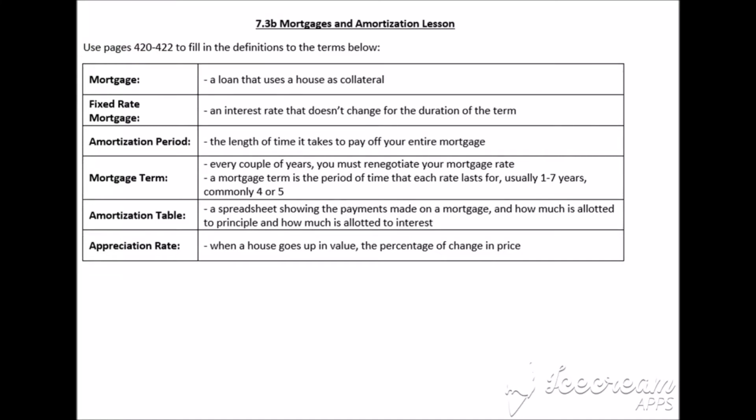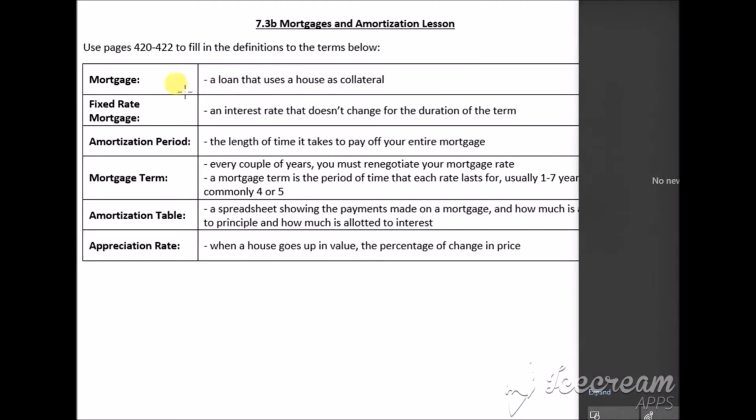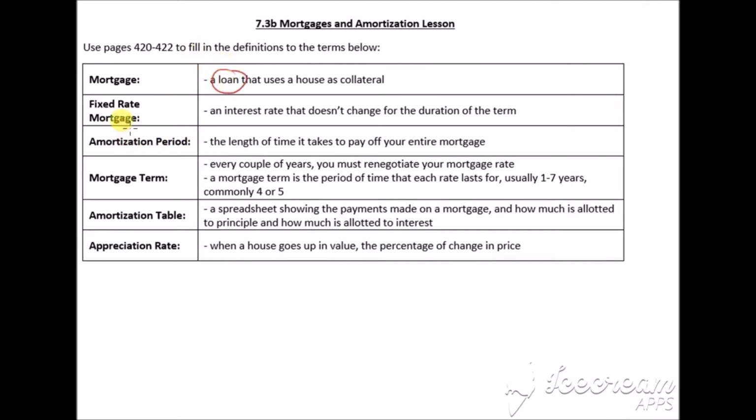7.3, mortgages and amortization. So usually we would look up these definitions in the textbook, so let's just go over them. What is a mortgage? A mortgage is a loan that uses a house as collateral. So it's just a special type of loan, okay?